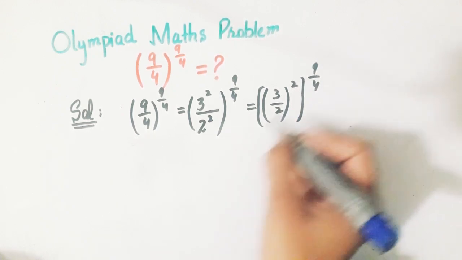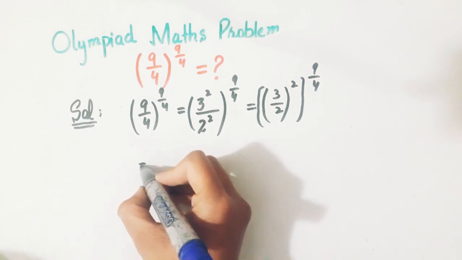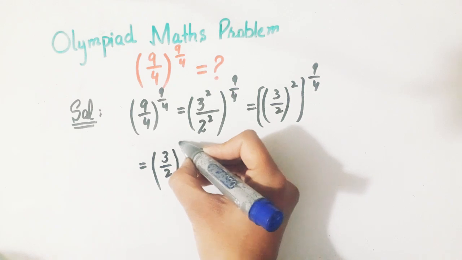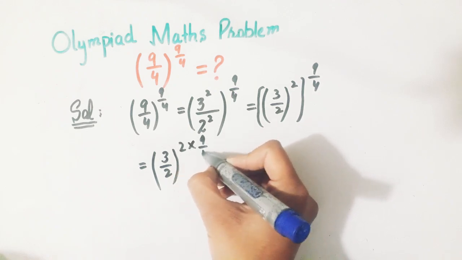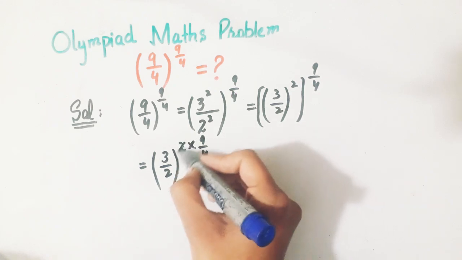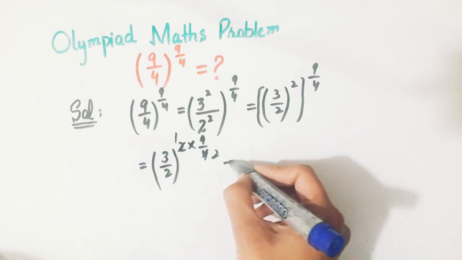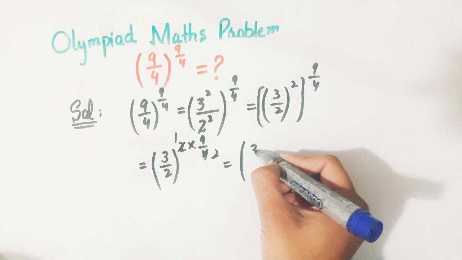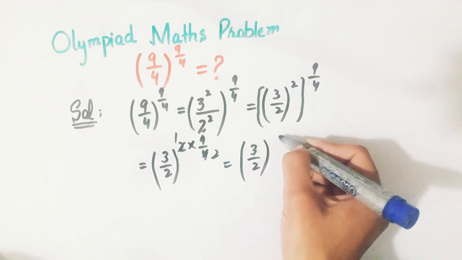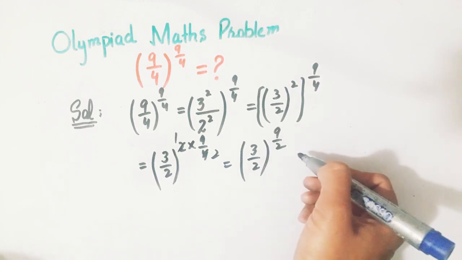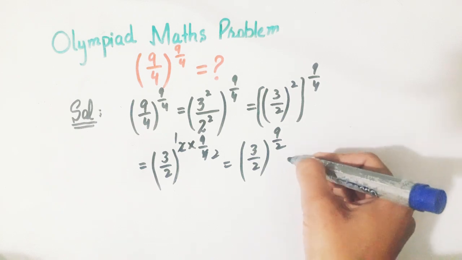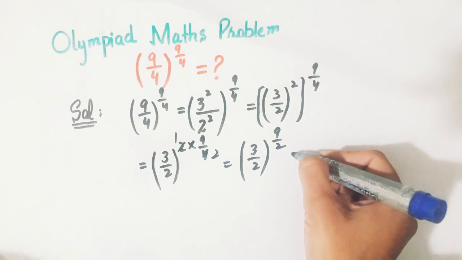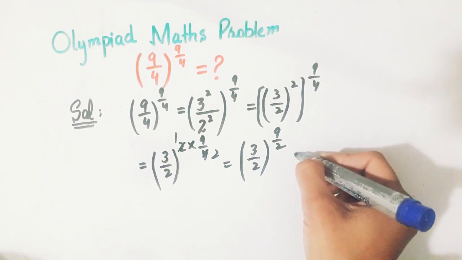Now this 2 is multiplied by this power. So we have (3/2) to the power 2 multiplied by 9/4. Now simplifying, 2 ones are 2, 2 twos are 4. So we can write this as (3/2) to the power 9/2. So we will write this further as 9 divided by 2.